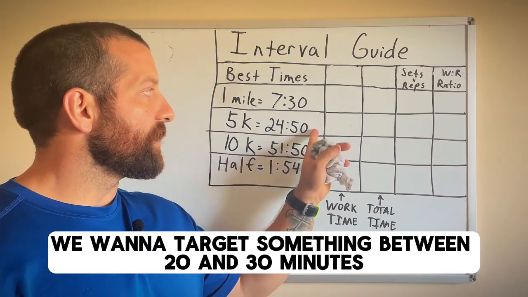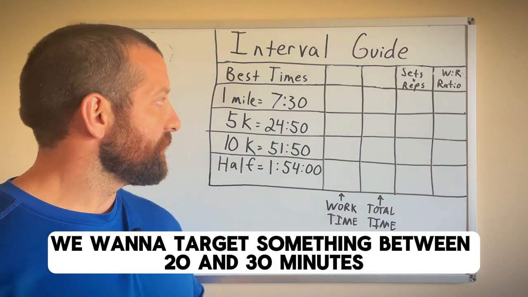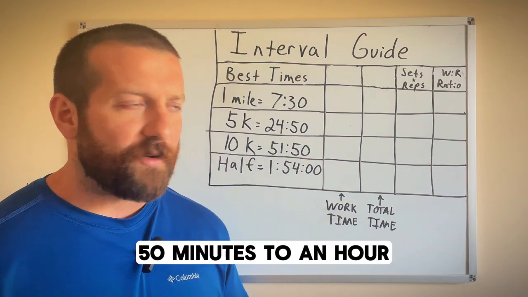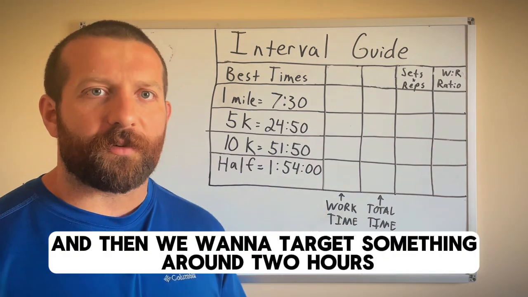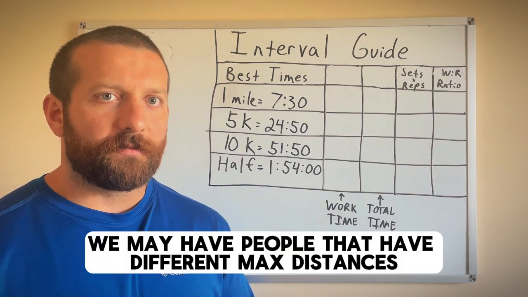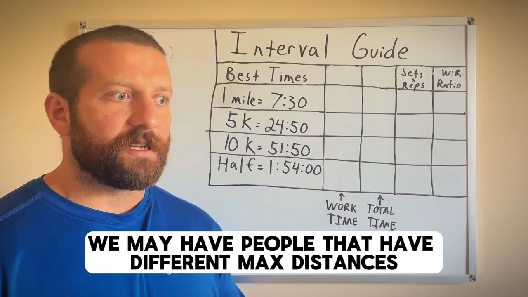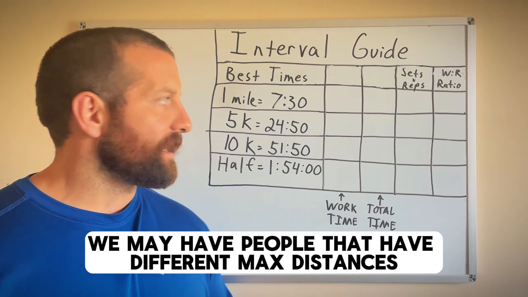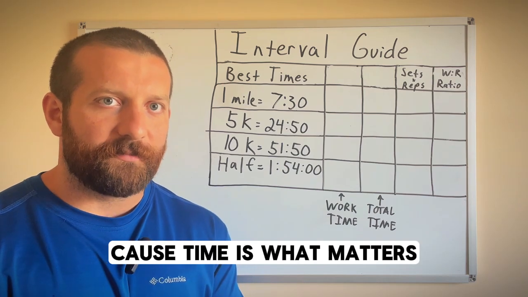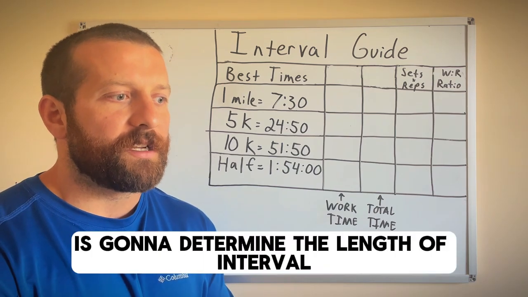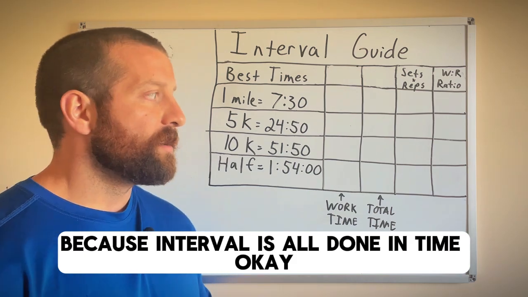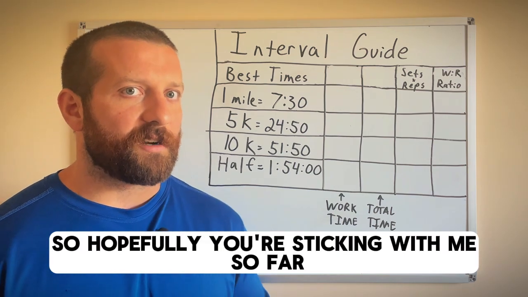We want to target something between 20 and 30 minutes. We want to target something around 50 minutes to an hour. And then we want to target something around 2 hours or an hour and a half. In this way, we may have people that have different max distances they can do in these times, but we're focusing on the time, because time is what matters. That is what is going to determine the length of interval, because the interval is all done in time. Okay, hopefully you're sticking with me so far.